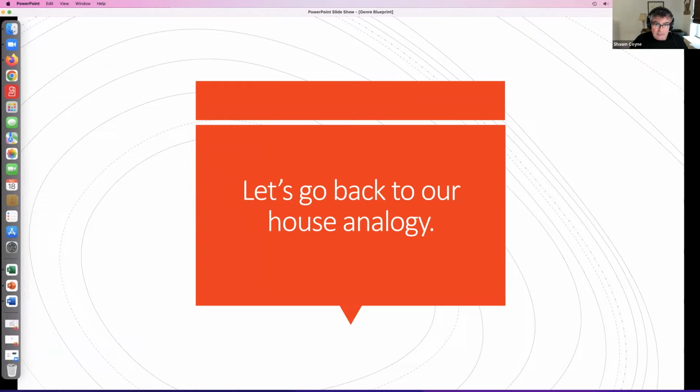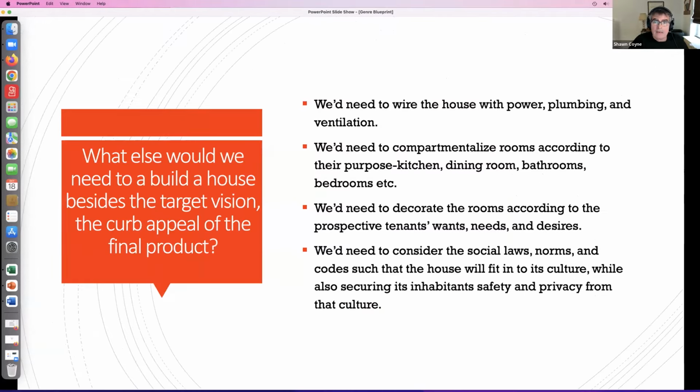Let's go back to the house analogy, okay? What else would we need to build a house besides the target vision, the curb appeal of the final product, that nice sketch that your architect shows you? This is what your house is going to look like, and you're like, great. That's not enough to build the house. The architect has to then go back and do the blueprints, right? So what would they do to do that?